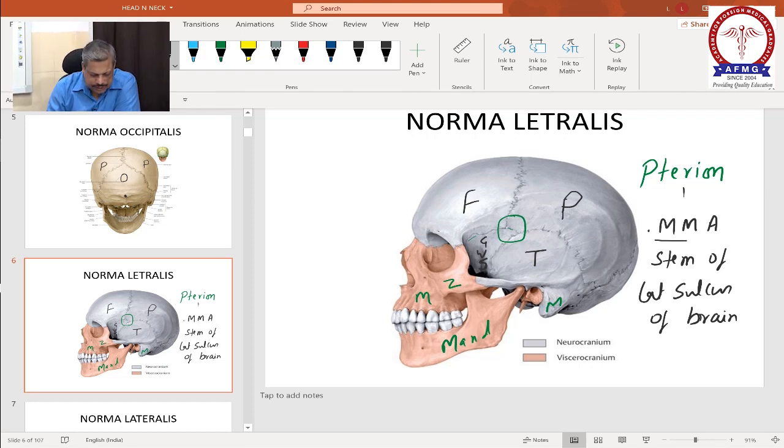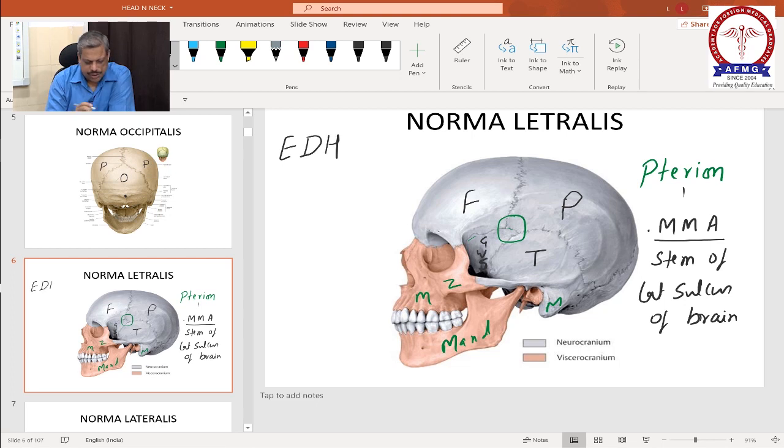When injury occurs to the middle meningeal artery, it causes extradural hematoma, EDH. So extradural hematoma occurs due to injury to the middle meningeal artery. This question is frequently asked. That is why pterion is so important. It is asked what is the location of pterion. Roughly it is present here. Clear?